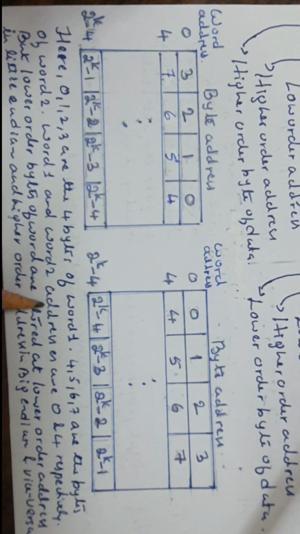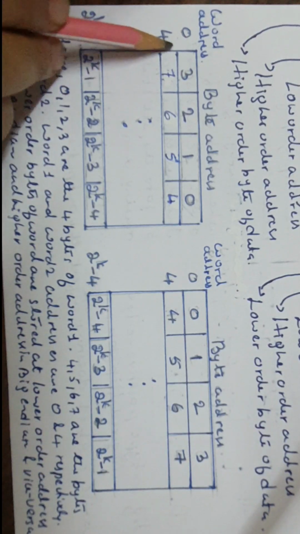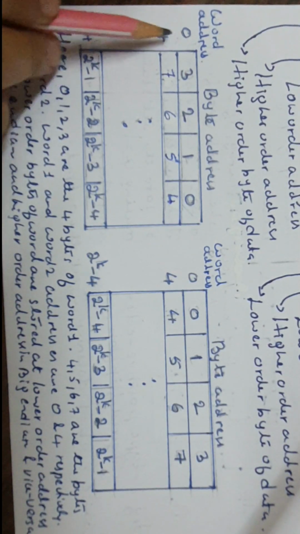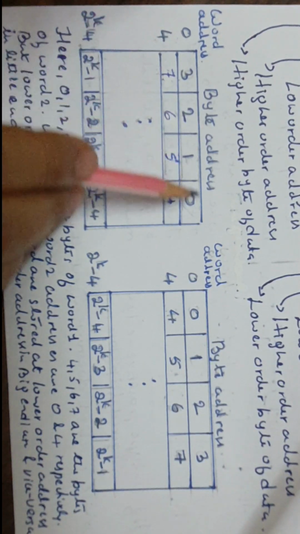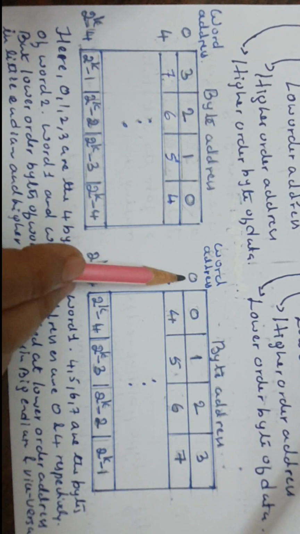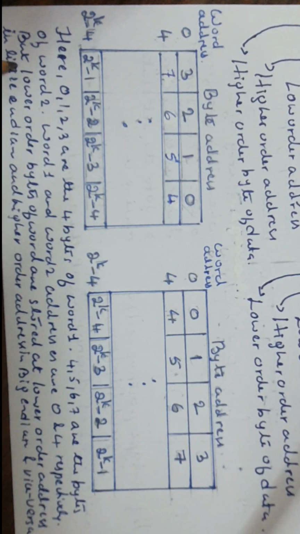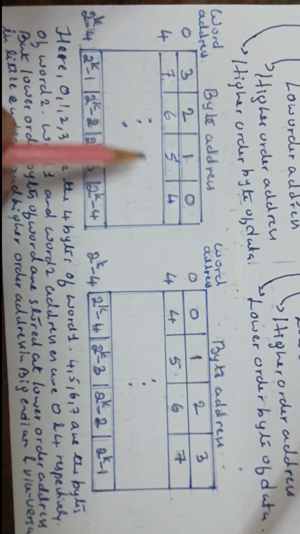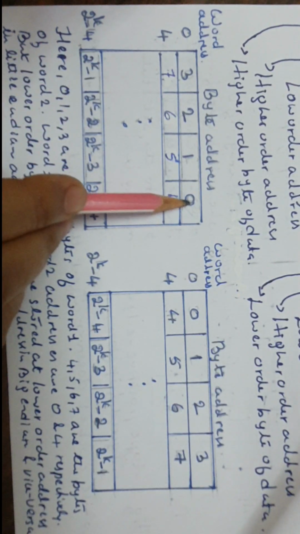Word 1 and word 2 addresses are 0 and 4 respectively. So word 1 address is 0, word 2 address is 4. So it is also the same here. Word addresses remain the same. But lower order bytes of the word are stored at lower order addresses in little-endian. So here, in the lower order address, the lower byte is stored.